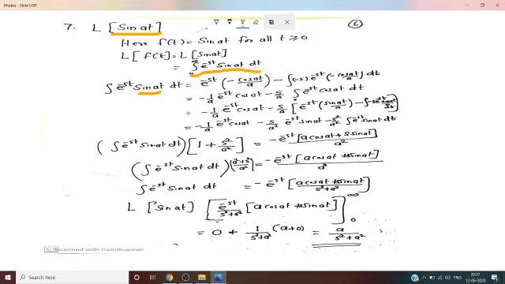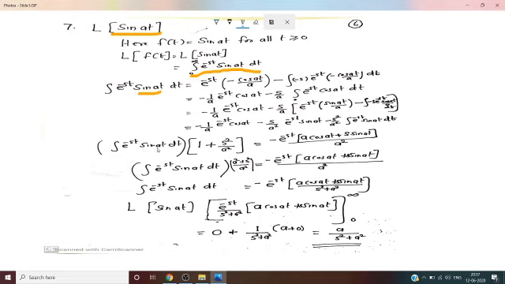Now, this is equal to minus 1 by a into e raised to minus st cos a t minus s by a into e raised to minus st into sin a t by a minus integral of the derivative of the first, that is minus s e raised to minus st into integral of the second, that is integral of cos a t, that is sin a t by a dt.